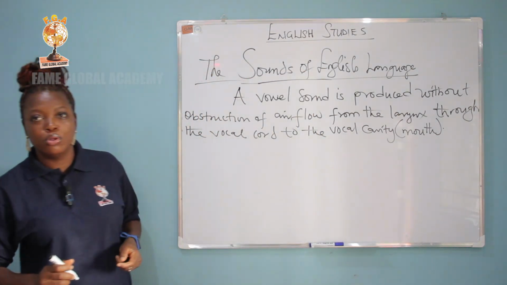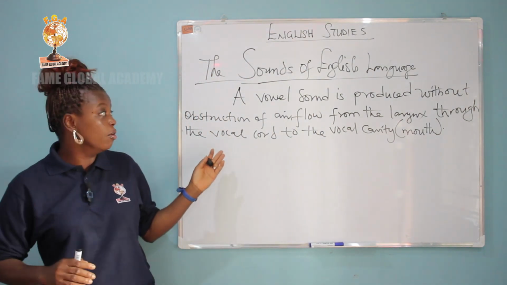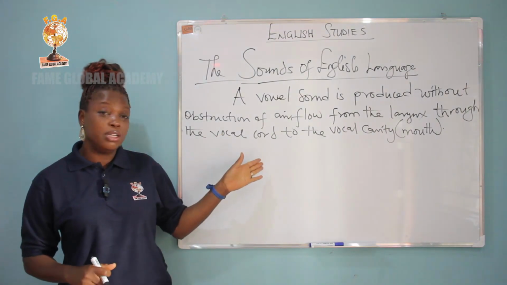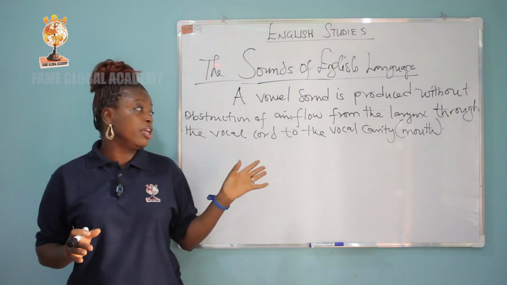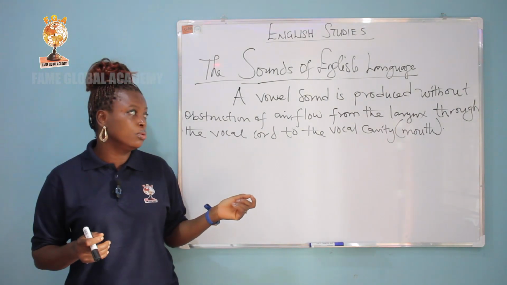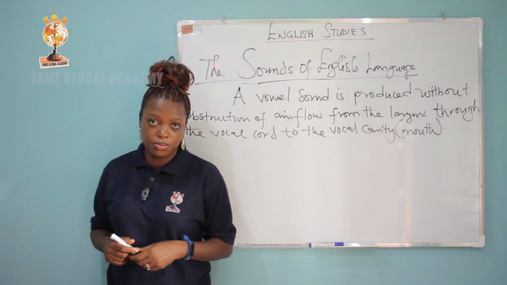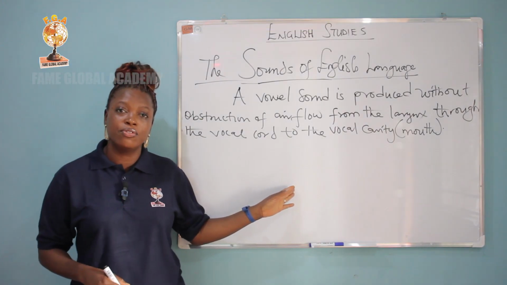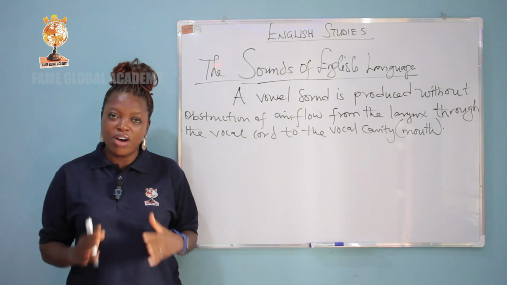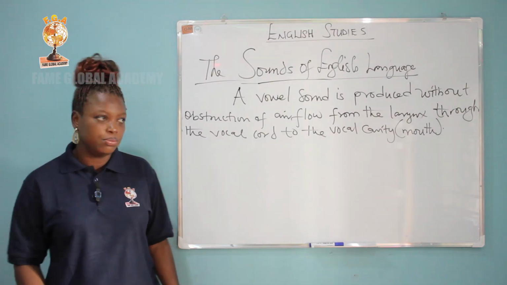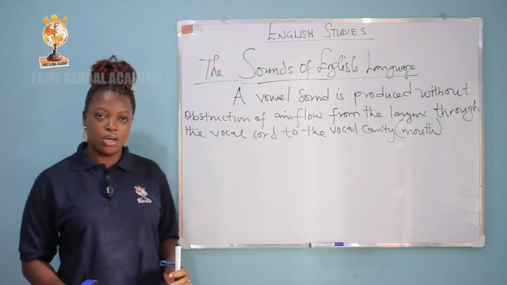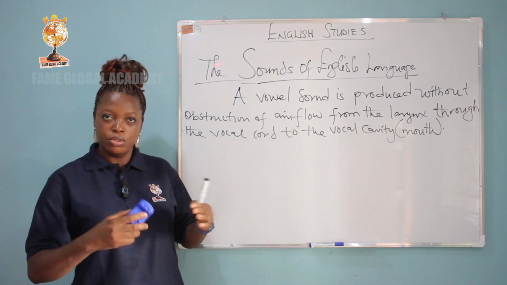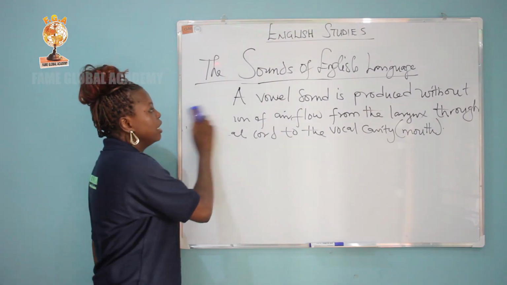Now, this is a simple definition of a vowel sound. By the time you understand what it means, it will be easier for you to differentiate it from a consonant sound. Like I said earlier, we have 20 vowel sounds in the English language, which we are about to discuss and analyze.